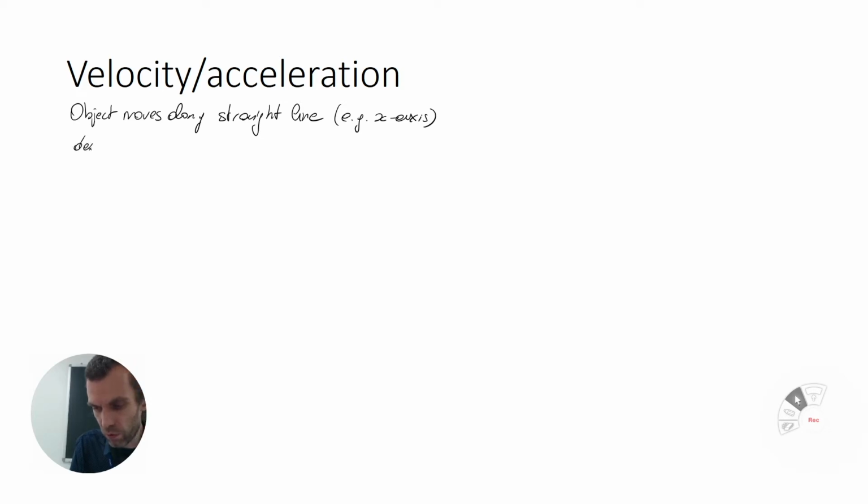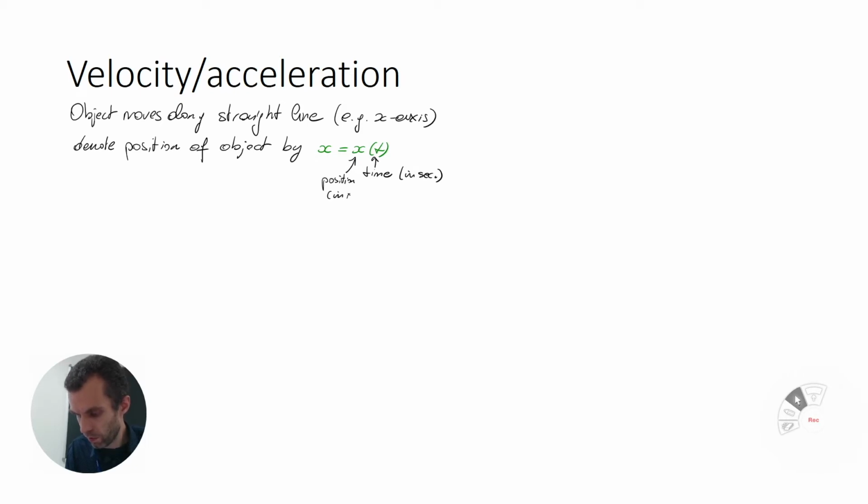And we denote the position of the object by x as a function of t time. And here, x is the position and t is time. And just to be on the clear side, we can say that we denote time in seconds or in hours if you want to, and the position in meters.